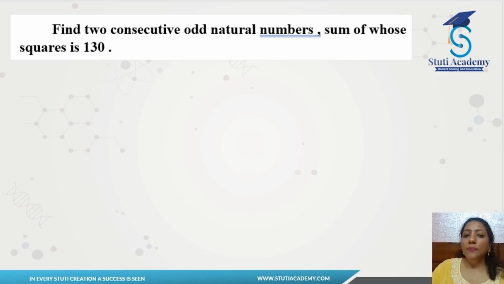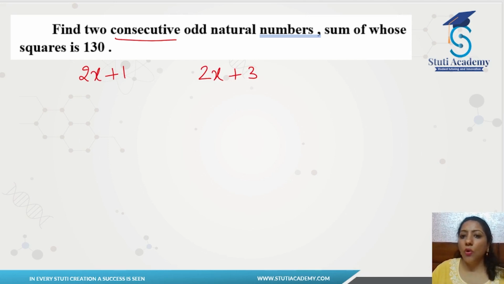Now coming to the next one. Find two consecutive odd natural numbers, sum of whose squares is 130. We want two consecutive odd natural numbers. So we are going to take the natural numbers as 2x plus 1. Please notice we want odd natural numbers. That is why we have taken 2x plus 1. And since we want consecutive odd natural numbers, the next one would be 2x plus 3. When we add 2 to this, then we'll get the next odd natural number.